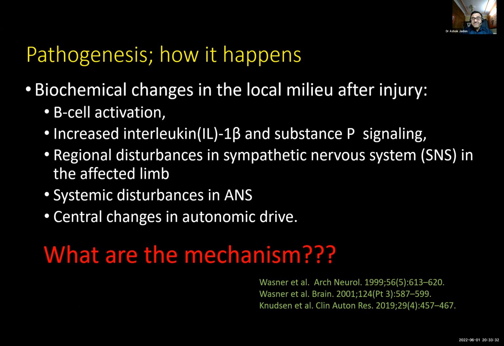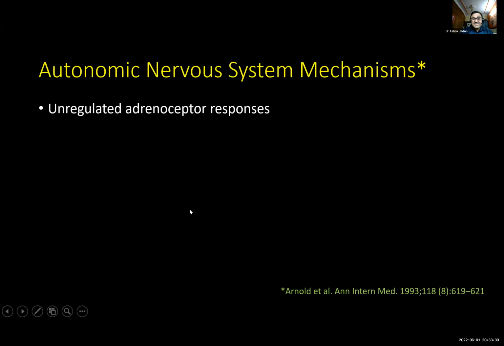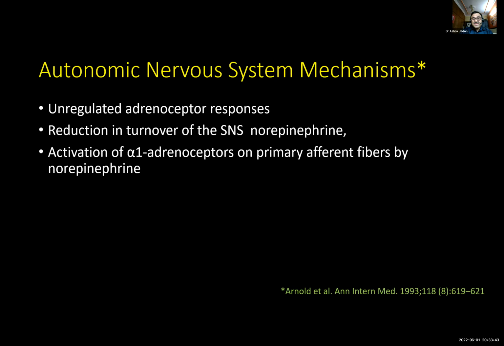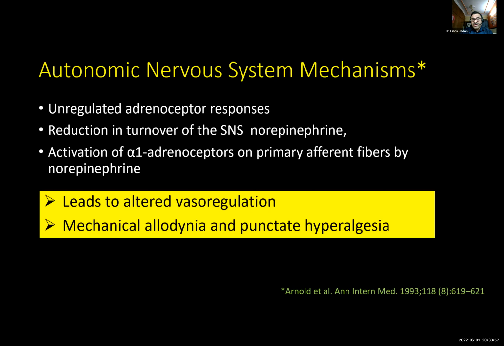But what is the mechanism which brings all these changes? There are many mechanisms proposed, like the autonomic nervous system. What happens? There is an upregulation of the adrenergic receptor responses. There are changes in the sympathetic nervous system by the reduction in the turnover of epinephrine. So epinephrine builds up, which causes further stimulation of the alpha-1 adrenoceptor primary afferent. And all this causes altered vasoregulation and mechanical allodynia and punctate hyperalgesia, which is classical for CRPS.